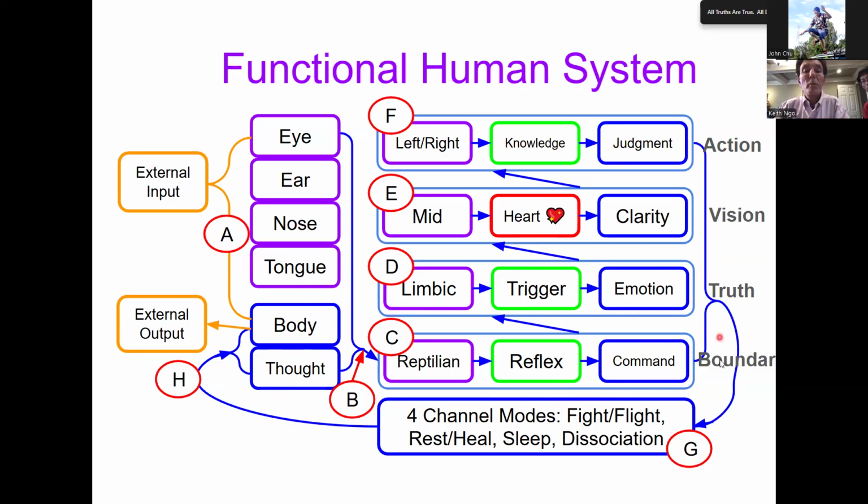What the brains generate can affect, through our channels, our body and our thoughts, and in turn they can come back in and restart this loop over and over again. Okay, so this is a feedback loop.